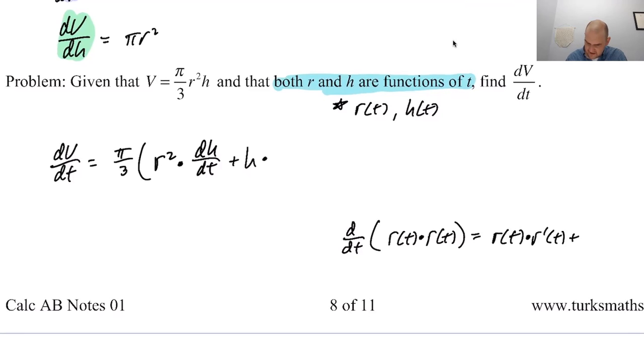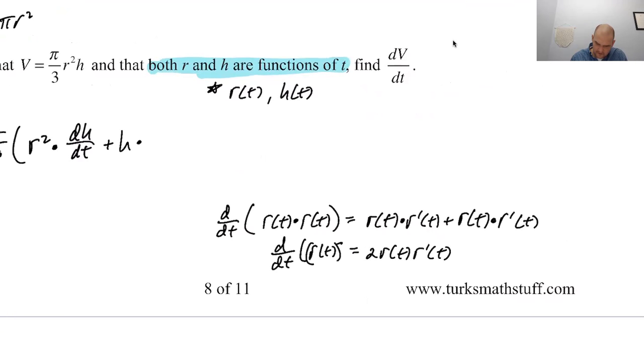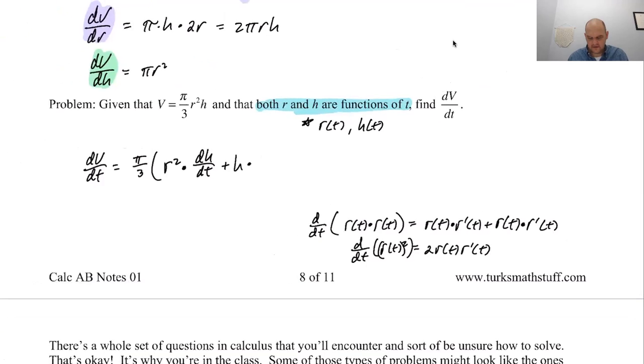And then plus second, which is r of t, derivative of the first, which is r prime of t. So we end up with 2r of t, r prime of t. So that's the derivative of r squared, so of r of t squared. I had to squeeze that in.